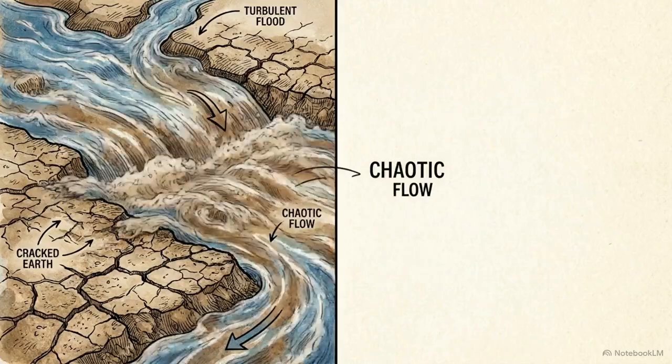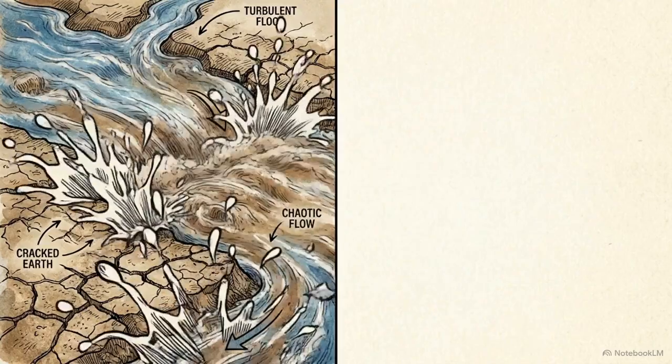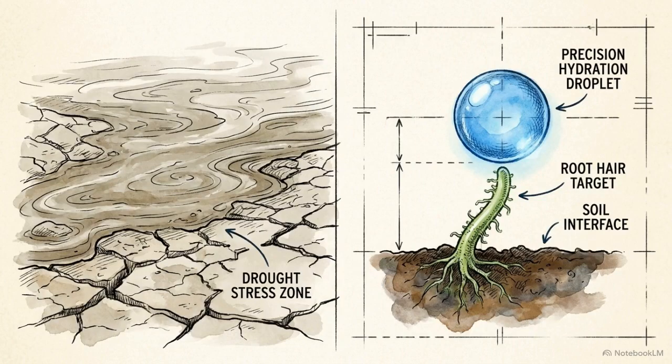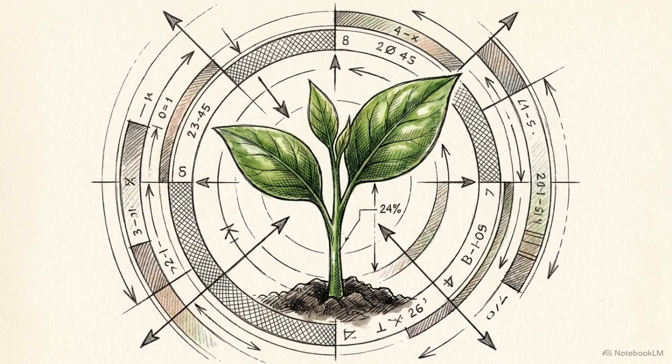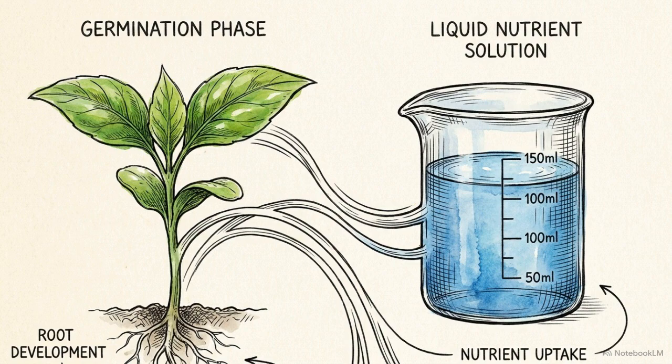For thousands of years, farming relied on intuition and estimation, flooding a field and hoping the water reached the roots. But as global resources shrink, that guesswork is being replaced by precision agriculture. The strategy here is simple: providing the plant with exactly what it needs, at the right time, in the right place, and in the exact right volume.